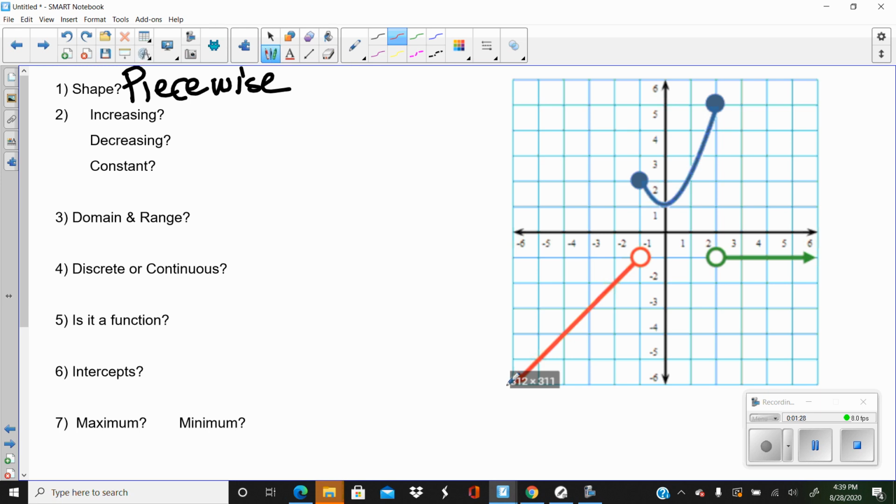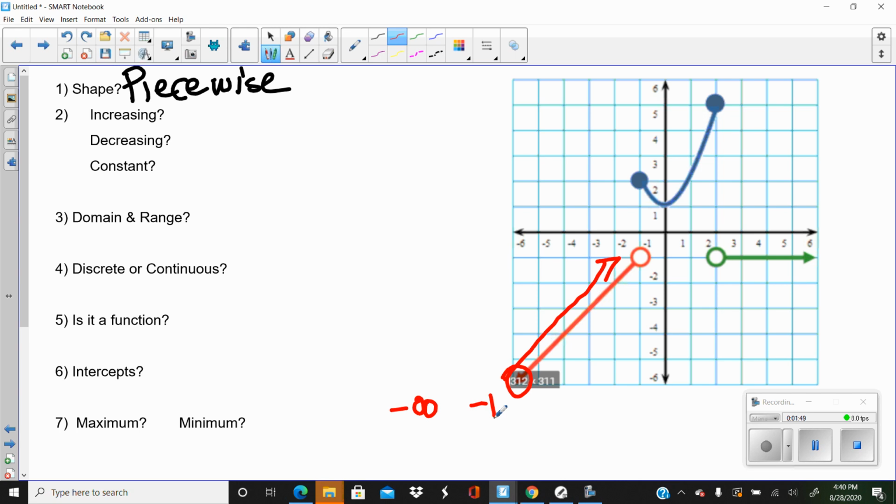So this red graph is increasing here, okay? The entire red graph is increasing. And if you can tell, there's an arrow there indicating that this graph goes forever and ever and ever to negative infinity in the negative direction. And then this graph will come here and it actually stops at -1, not including -1. That's very important to note.